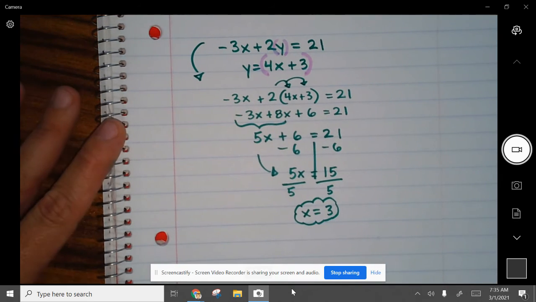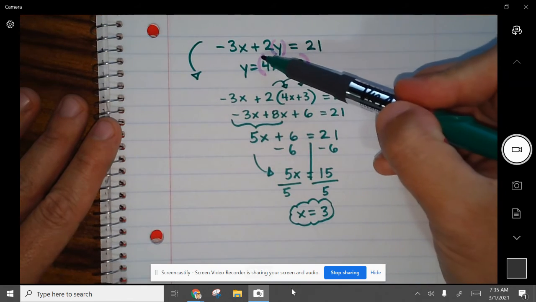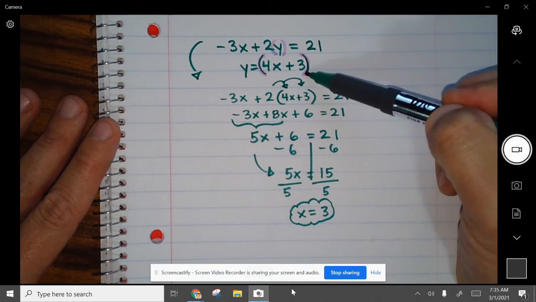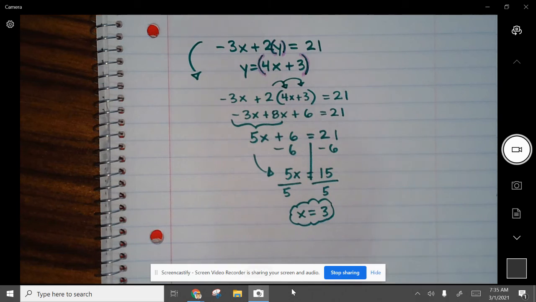Okay. This is the building blocks of solving with substitution. Why do they call it substitution? This right here is substituting for here. It's replacing the y. A substitute basically replaces. All right? Great job.